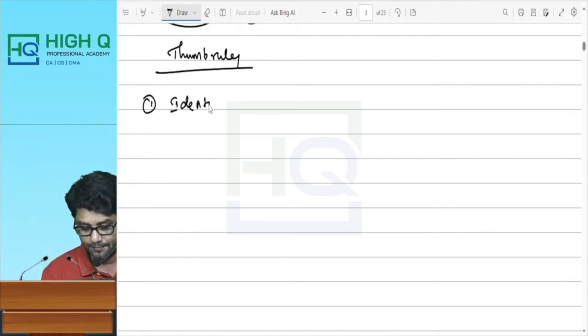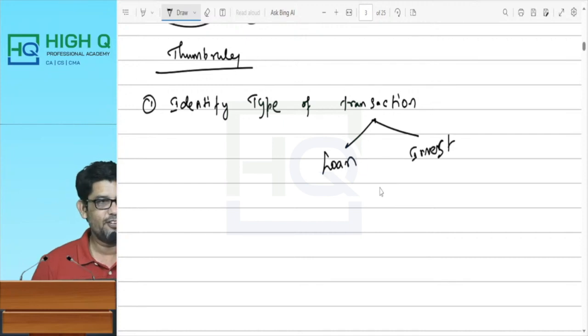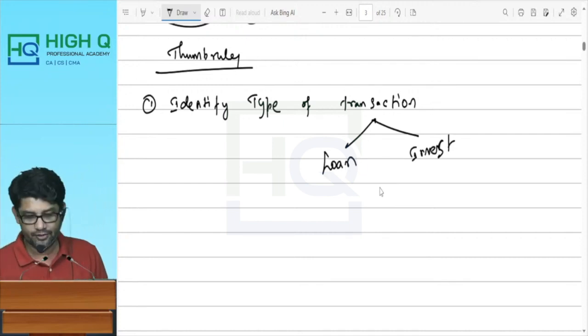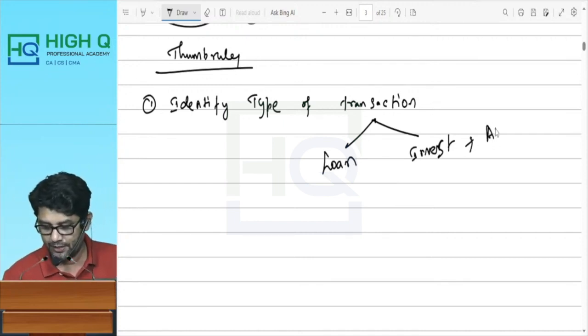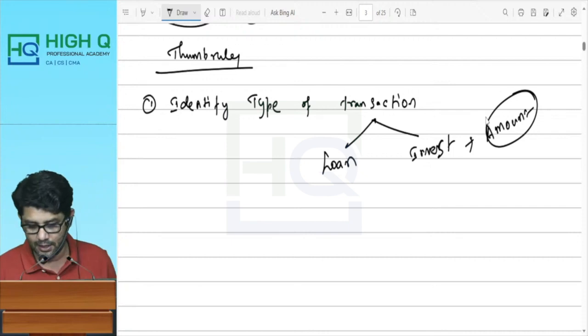Identify type of transaction. What is meant by this? Either it is loan or investment. I think you can easily identify by reading the question. Am I right, my dear? For example, in investment, if the word amount comes, accumulated amount, it comes under future value.